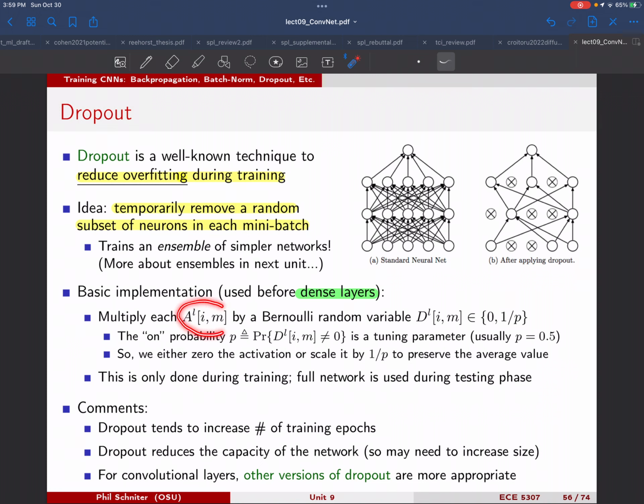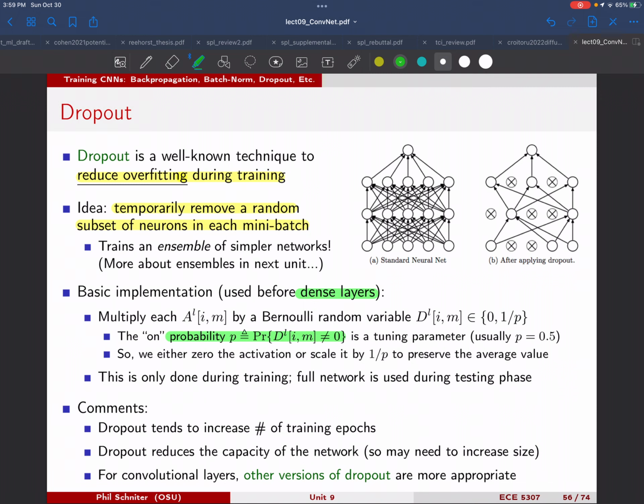Okay, so this scalar, what you're going to do is multiply that by a Bernoulli random variable. That's a random variable that's either 0 or non-zero. Of course, when you multiply it by 0, it removes it from the network. And when it's non-zero, rather than multiplying it by 1, you're actually going to multiply it by 1 over p, where p is the probability that you don't turn it off.